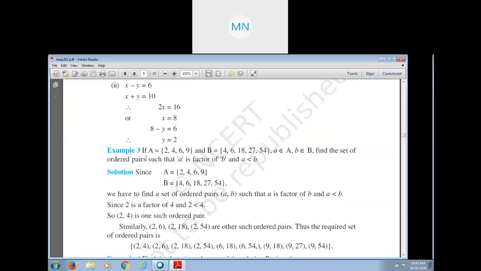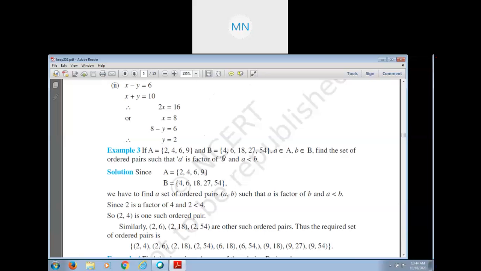See, A equals 2, 4, 6, 9, and B equals this one. Find the set of all ordered pairs such that a is a factor of b, and the condition is a less than b. You can say that this is a relation. The relation is: a is a factor of b, the first element is a factor of the second element. This is the relation between these two elements, a and b.